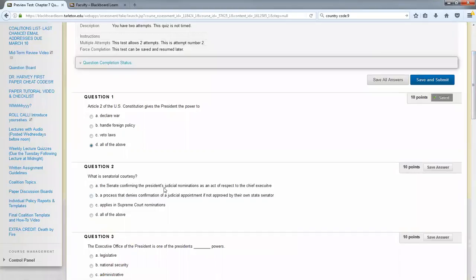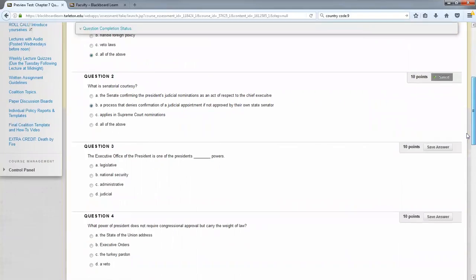It's the process that denies confirmation of a judicial appointment if not approved by their own state senator. So it does help the president. It kind of streamlines that process. The Executive Office of the President is one of the president's administrative powers.